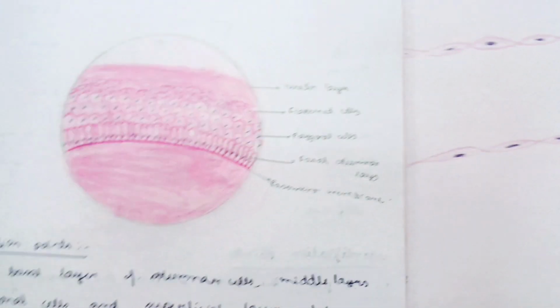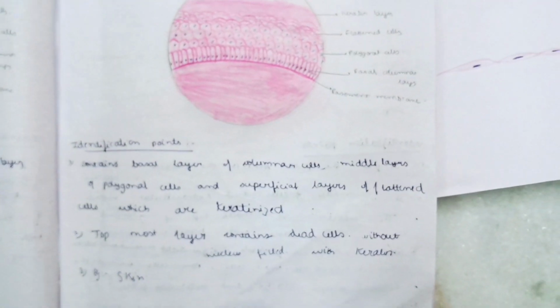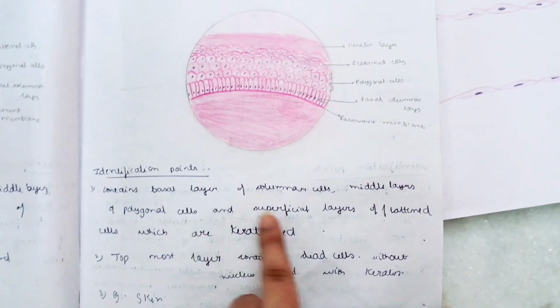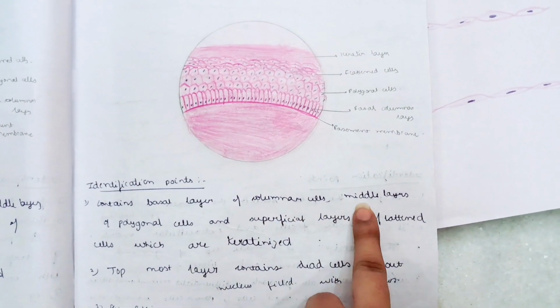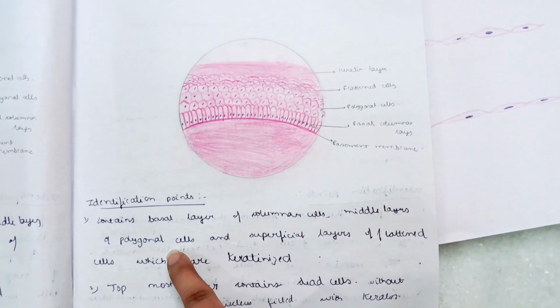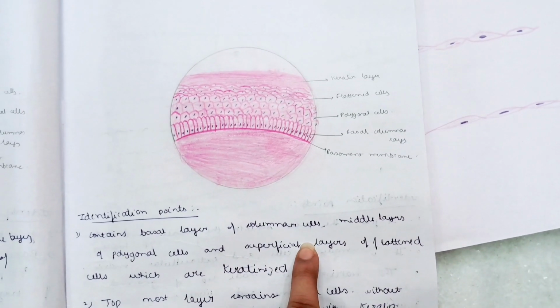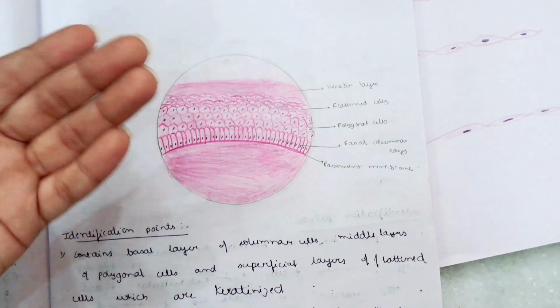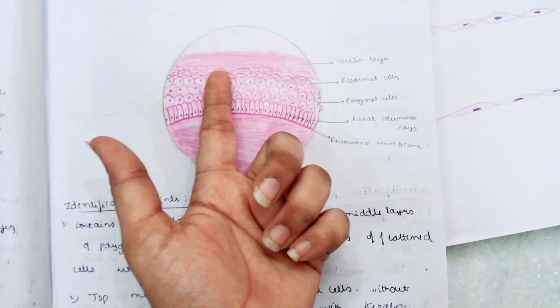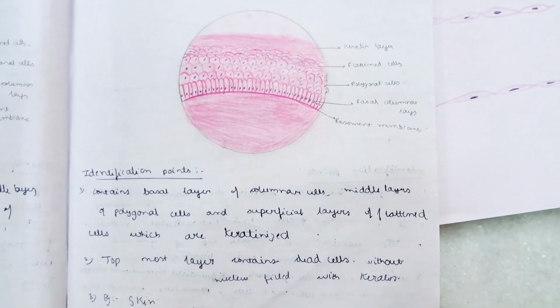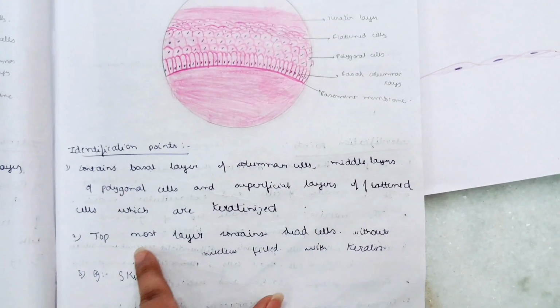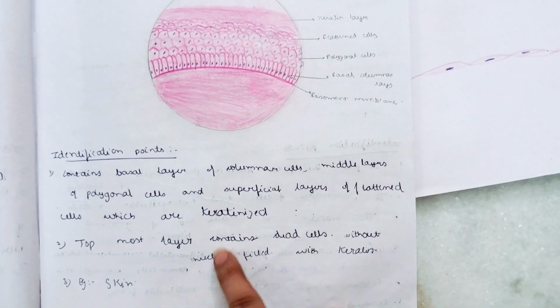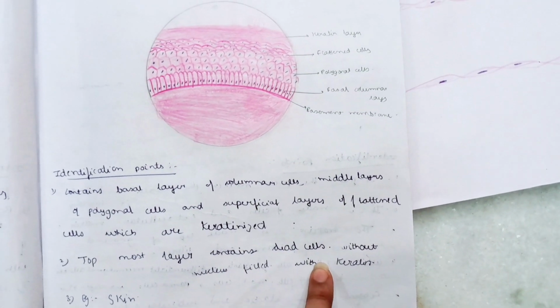Now let us see stratified squamous keratinized epithelium. It consists of a basal layer of columnar cells as usual, a middle layer of polygonal cells, a superficial layer of flattened cells, but above these flattened cells it consists of a layer of keratin. Examples include skin. This topmost layer contains dead cells without nucleus filled with keratin.